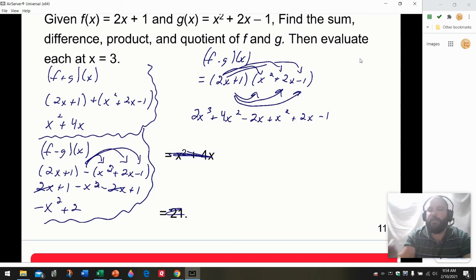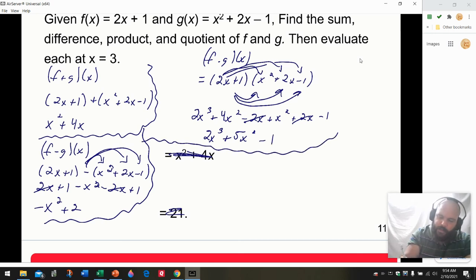So now that we've foiled everything, we just need to put our like terms together and we'll have our solution. So look for the highest power. The highest power first is 2x to the third. We do have two squareds. So we have a 4x squared and an x squared, which gives me 5x squared. The next thing after that is we have a negative 2x and a positive 2x. So those cancel each other out, and we are left with a minus 1. And so there is our final answer of our product.